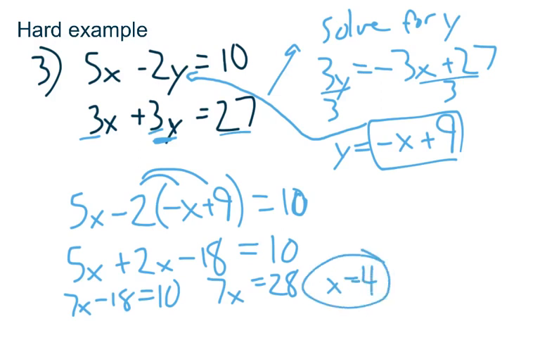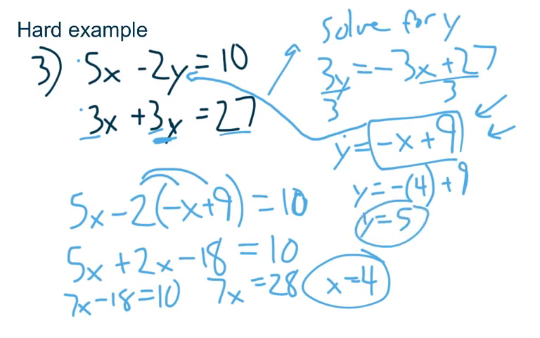All right, that's good. Now, take any one of these equations I have. This is the easiest one to use, and plug in 4. y equals negative, and then in parentheses 4, plus 9. And so y equals 5. And so my solution for this one is 4, 5. And there we go. So there's the substitution method.